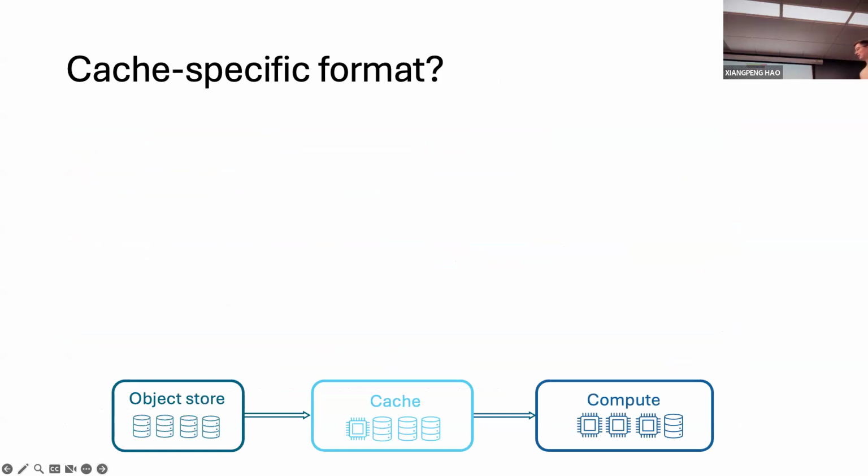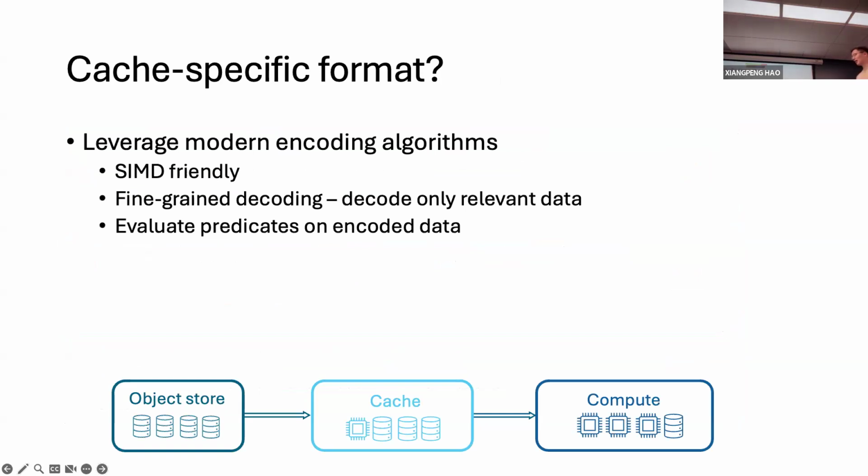So I'm trying to give an idea of why there's hope in a cache-specific format, why we can do better than Parquet in this case. Okay, so the first line of direction is we're going to leverage some modern encoding algorithms. Parquet was invented 15 years ago, and at that time we didn't have those fancy encodings people invented recently, like FSST or FastLanes, etc. Those algorithms tend to be SIMD friendly. SIMD basically means some CPUs have super wide registers so you can process your data in single instructions. So that is super efficient.